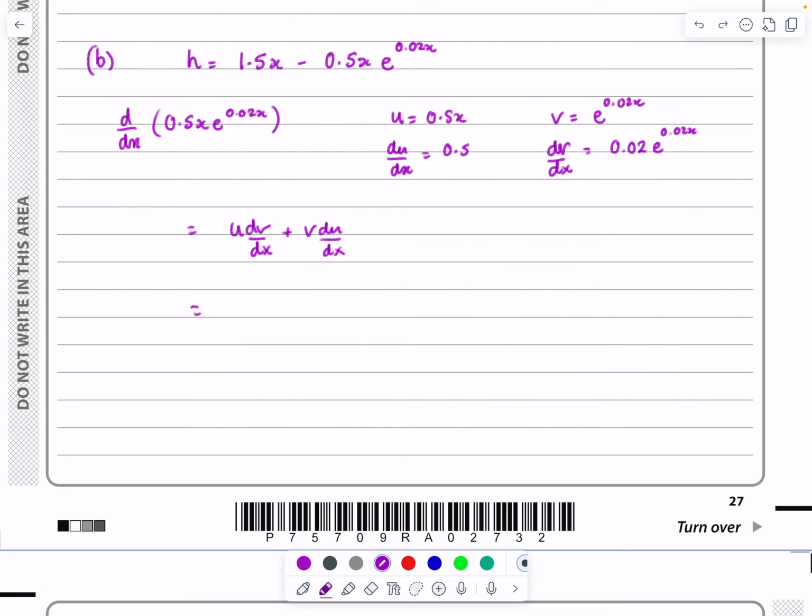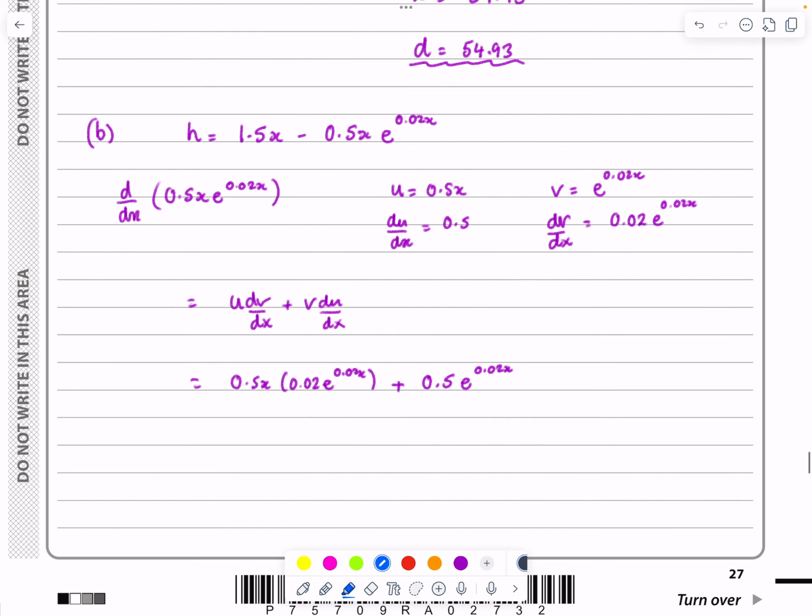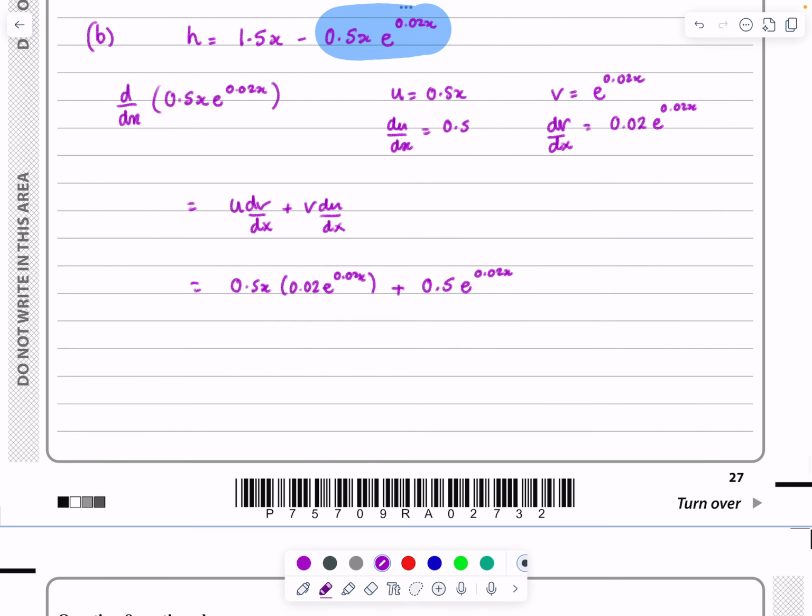So u dv by dx is 0.5x times 0.02 e to the 0.02x. Really takes a little bit of concentrating as you're going through doing this work. The other two, 0.5 e to the 0.02x. Now remember, I'm only differentiating here this part. So if I now want to say what dh by dx is, dh by dx is actually differentiating 1.5x as well.